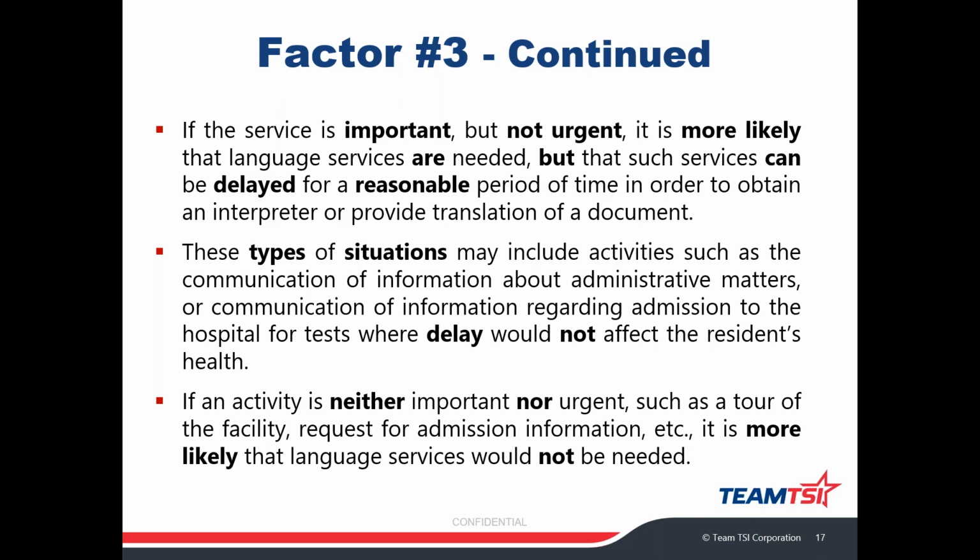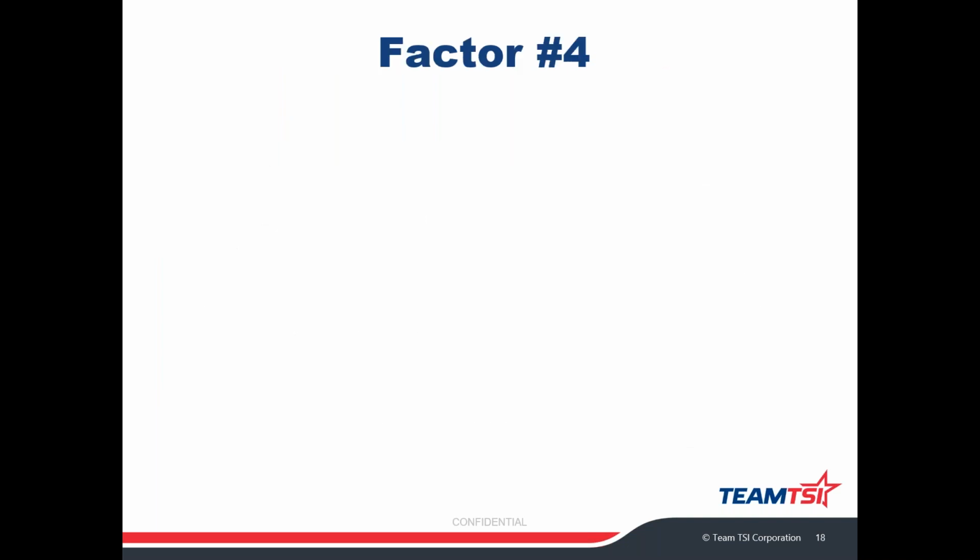the right regulatory section. These types of situations may include activities such as the communication of information about administrative matters, or communication of information regarding admission where delay would not affect the resident's health. If an activity is neither important nor urgent, such as a tour of the facility or a request for admission information, these are not likely important or urgent. So you'll have to look at what you consider to be important and urgent information in factor number 3. So what about factor number 4?